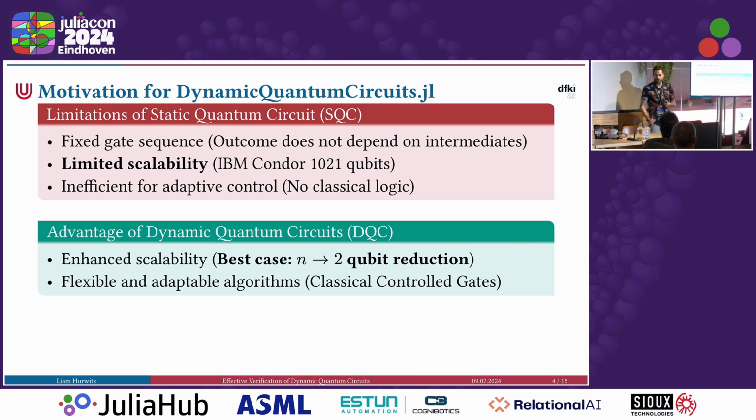So this motivates the case for why dynamic quantum circuits are important. To reiterate, they solve one of the biggest platform limitations of current quantum computers, and in the best case, they have an n to 2 reduction of qubits that's bounded by the number of entangled qubits.